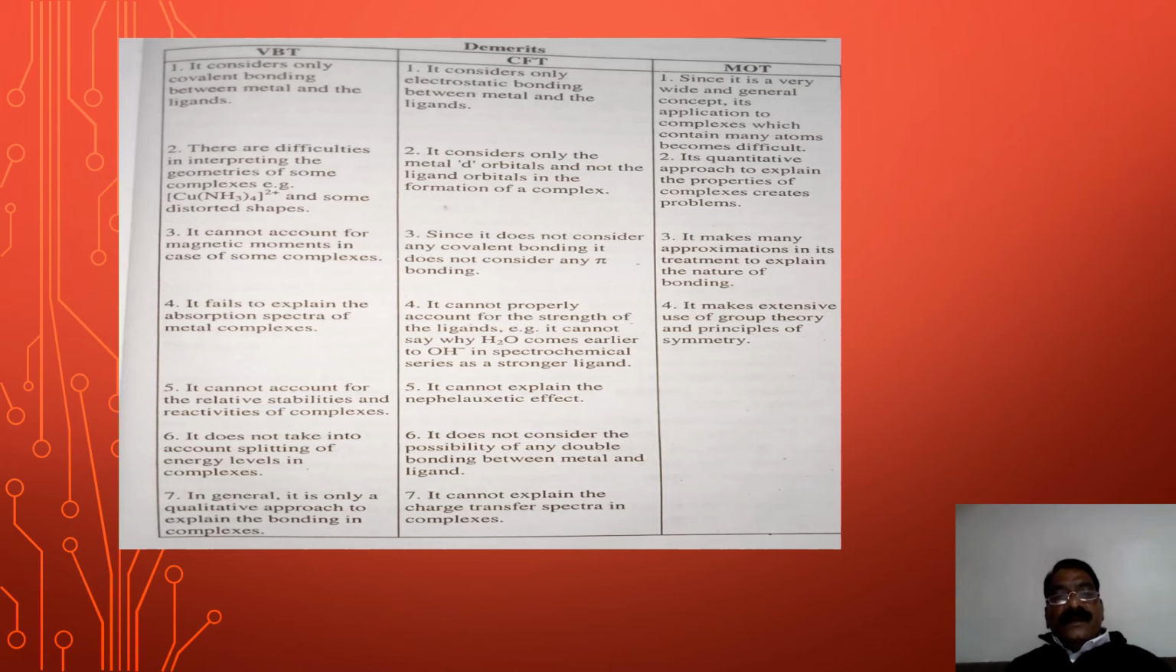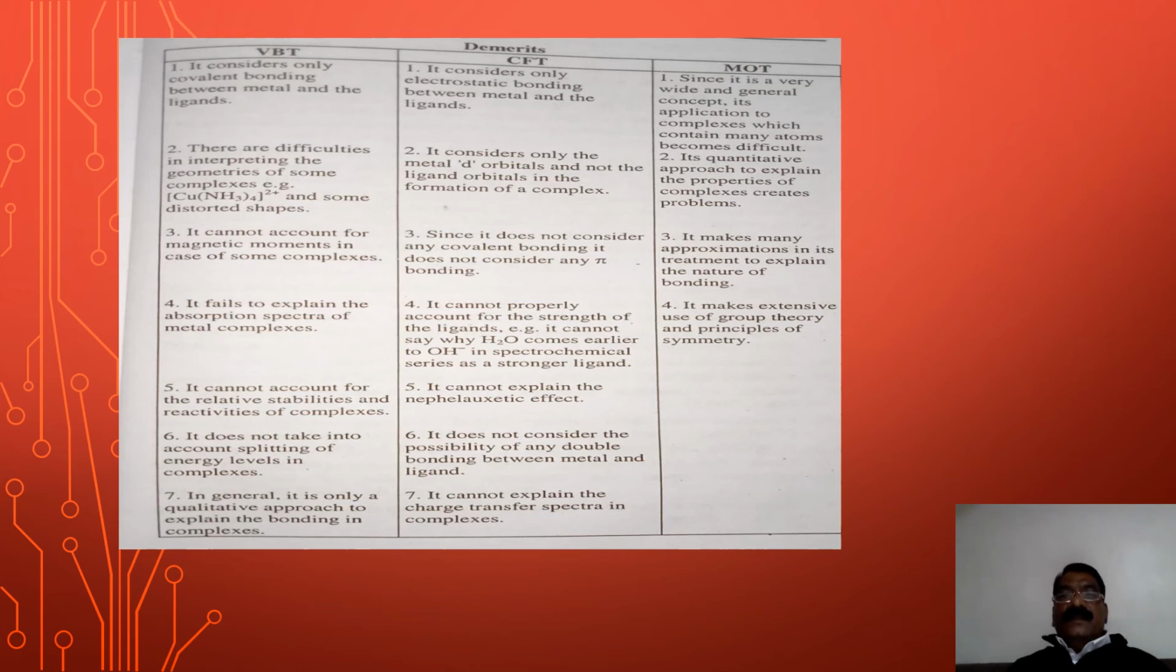Fifth, it cannot explain the nephelauxetic effect. Sixth, it does not consider the possibility of any double bonding between metal and the ligand. Seventh, it cannot explain the charge transfer spectra in the complexes.